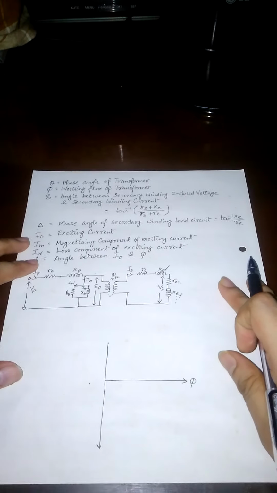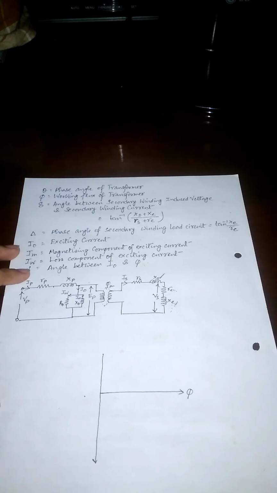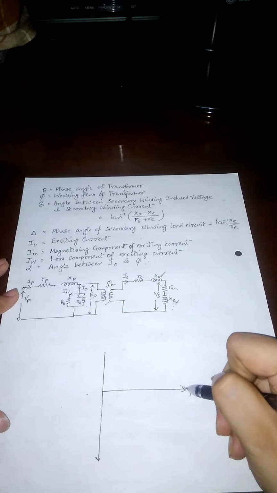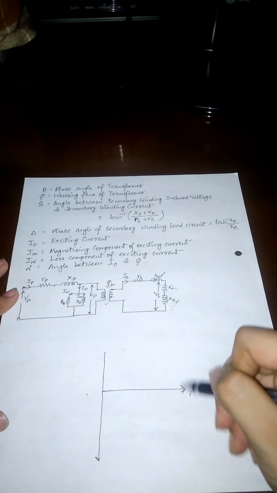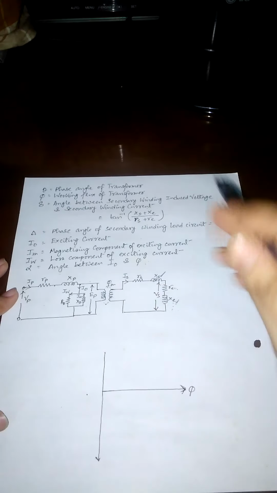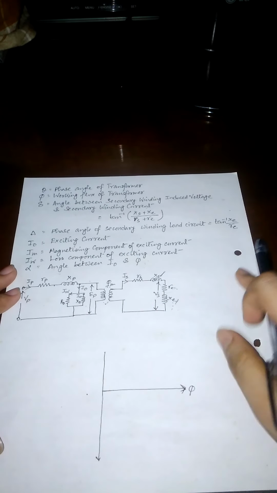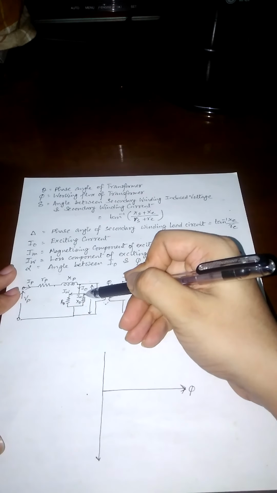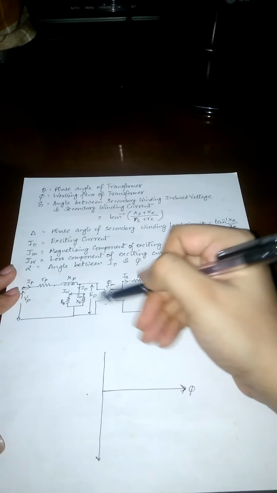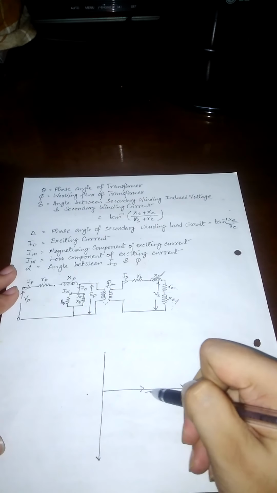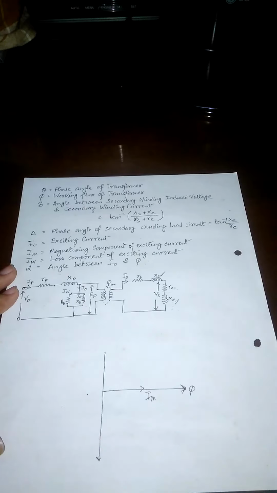Now if we are going for the phasor diagram, we have to draw it now. The main point is that we have already denoted phi here. This is the useful flux. Now this IM, the magnetizing component, is going to provide this phi, so it is in phase with this phi. So this is IM.